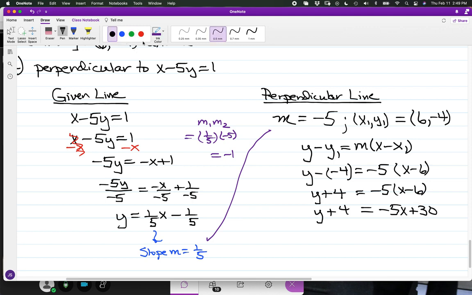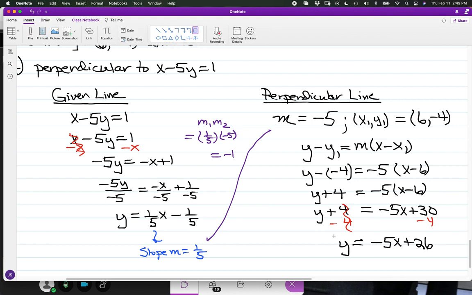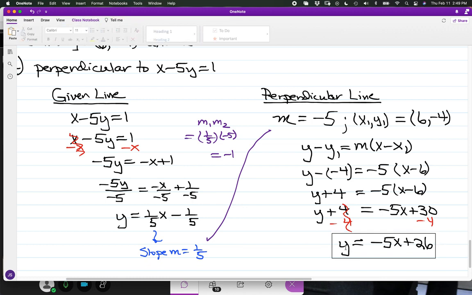And in the case of isolating what we have for y, we're going to have that y is equal to negative 5x plus 26. And again, that is going to be the equation of the perpendicular line. Okay, and if I check for consistency, we have y at negative 4, and I want negative 5x plus 26 to also equal negative 4. So with x at 6, negative 5 times 6 is negative 30, and negative 30 plus 26 is also negative 4.